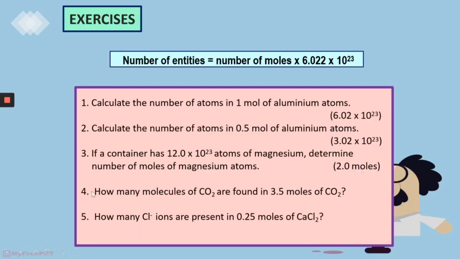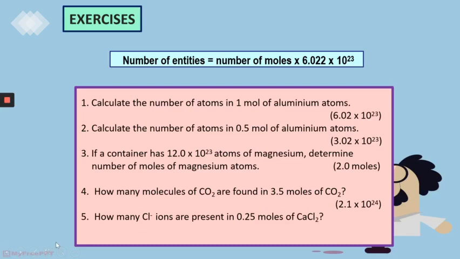Okay, now look at the question number 4. How many molecules of carbon dioxide are found in 3.5 mole of CO2? So for this question, number of entities is molecule. The question asks for the number of molecule. What is given is the number of mole of the molecule. So 3.5 times 6.022 times 10 power of 23. So your answer will be 2.1 times 10 power of 24.